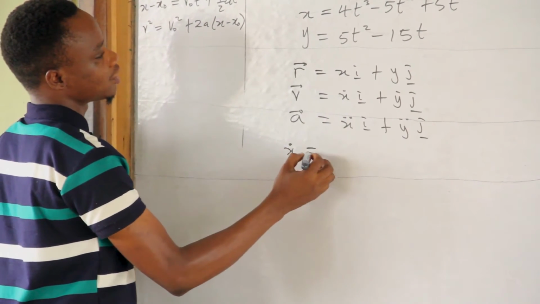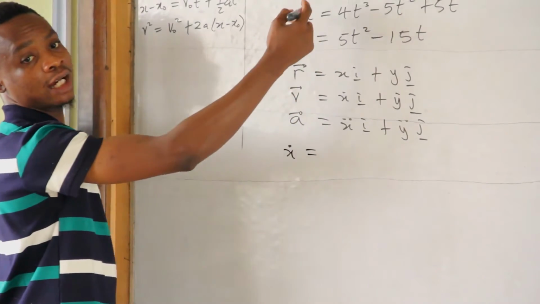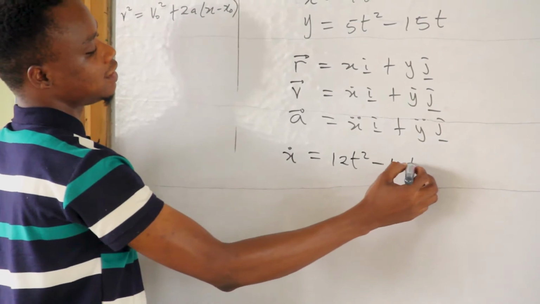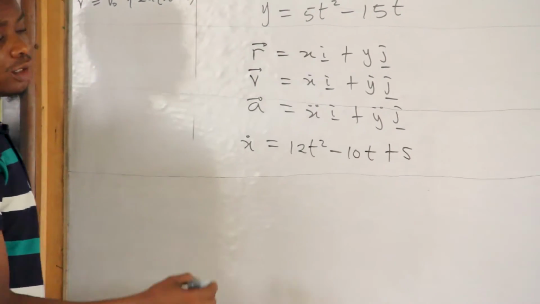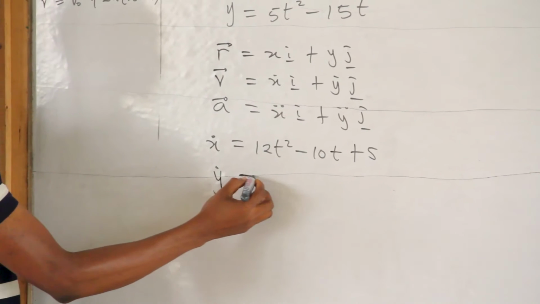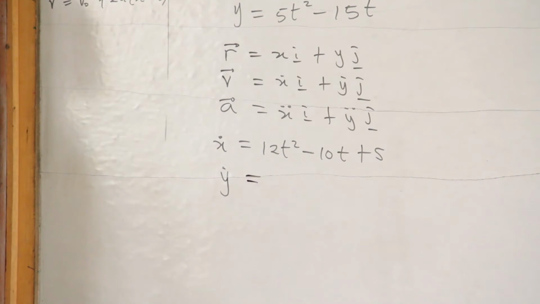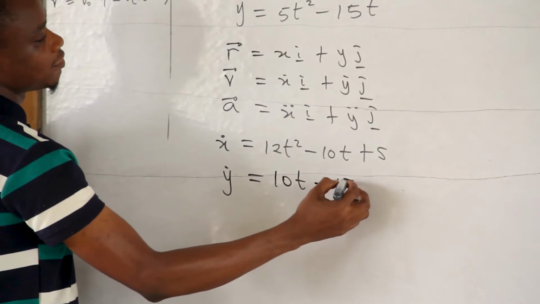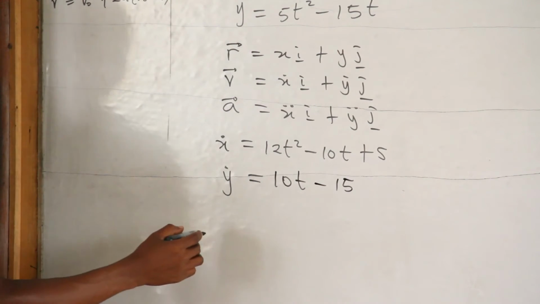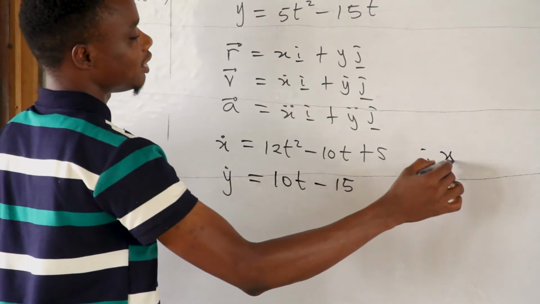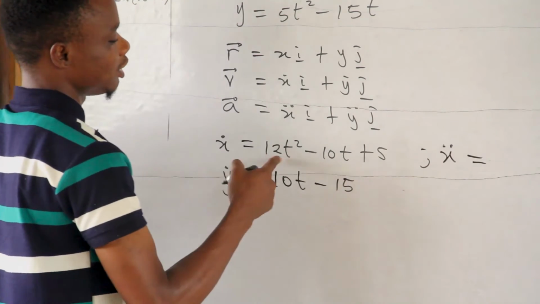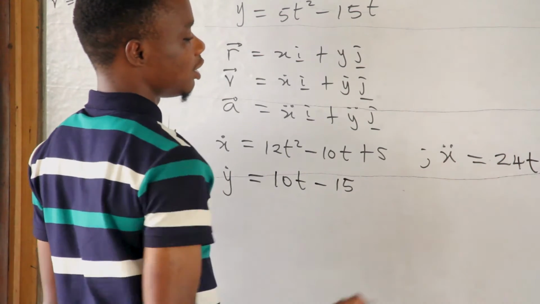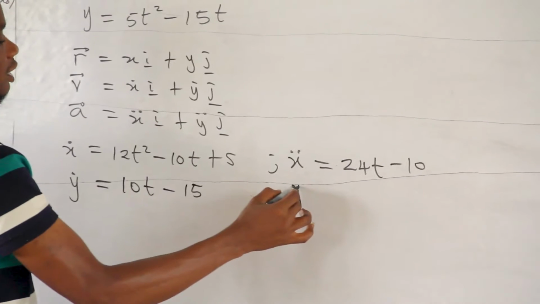So I know x dot is going to be equal to the derivative of this with respect to time. That will be 12t squared minus 10t plus 5. Is it clear? And you understand what I'm doing? Alright. So y dot is going to be 10t minus 15. And then I can get x double dot, differentiating this again. This will be 24t minus 10. And then y double dot, differentiating this again.